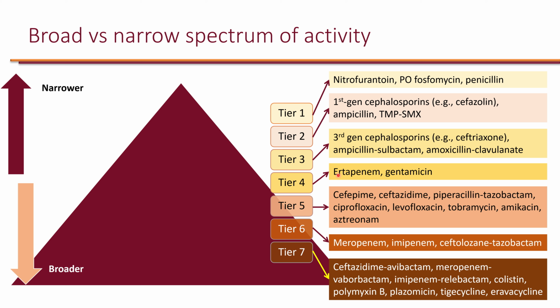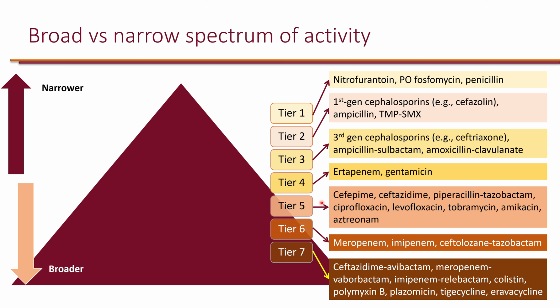Ertapenem is a carbapenem that does not have activity against Pseudomonas, and gentamicin is an aminoglycoside that it was recently decided no longer has activity against Pseudomonas. So for that reason, because they don't have activity against Pseudomonas, they are placed in tier 4. Now from tier 5, this is where we get Pseudomonal activity. So everything in tier 5 has activity against Pseudomonas.